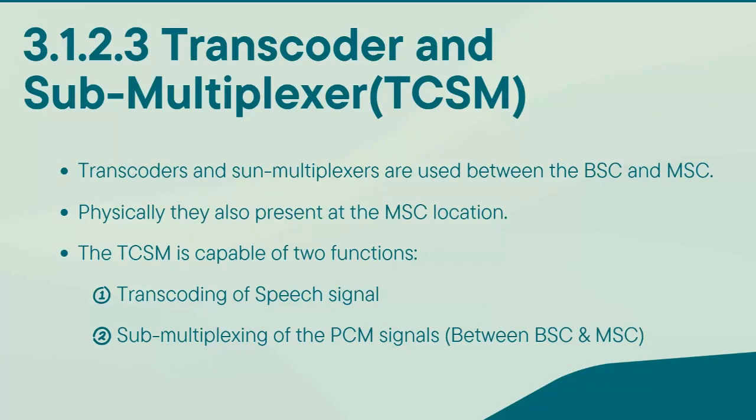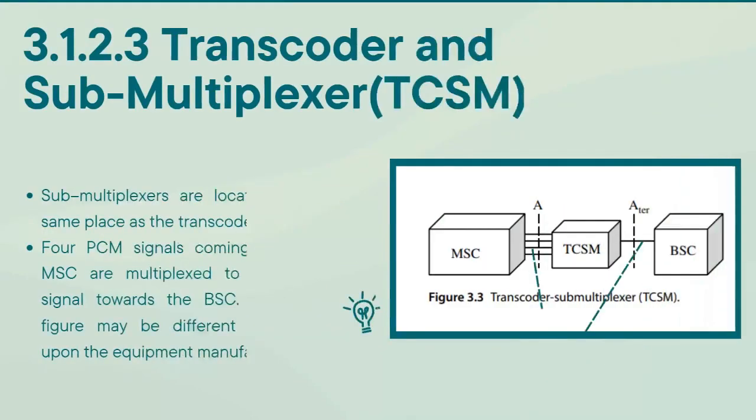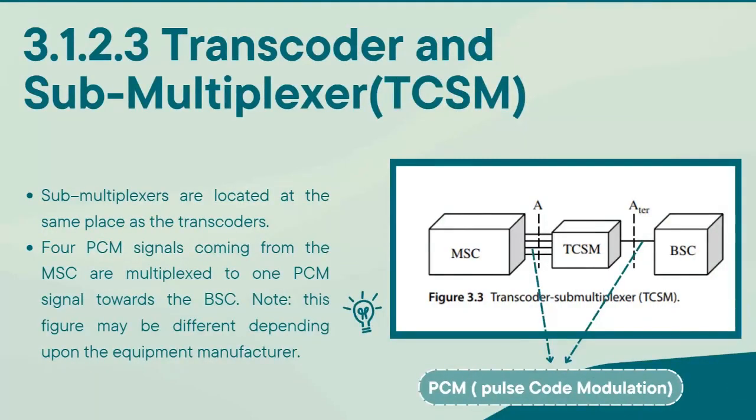For example, you can see in this picture. The picture shows the submultiplexer. Of course, submultiplexers are located at the same place as the transcoder. In this picture, it shows us that 4 PCM signals coming from the MSC are multiplexed to 1 PCM signal toward the BSC. This is a sample of the functionality of a submultiplexer. But note, the figure may be different depending upon the equipment manufacturer.